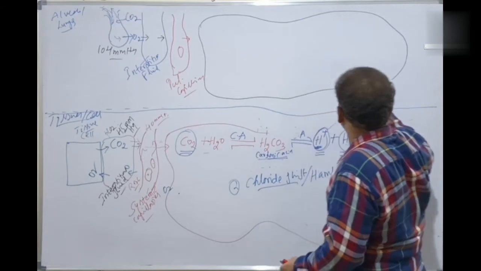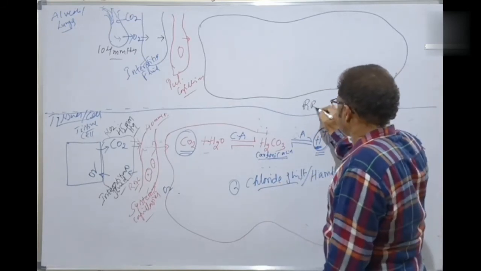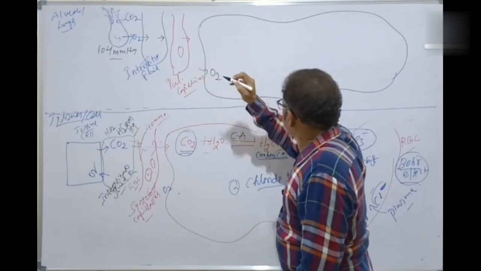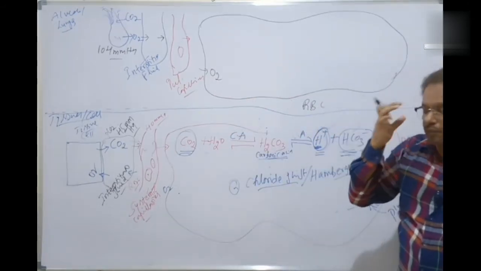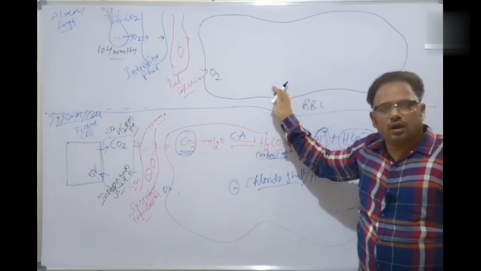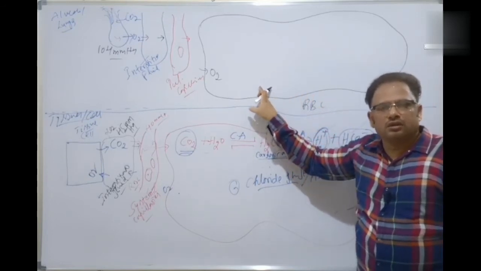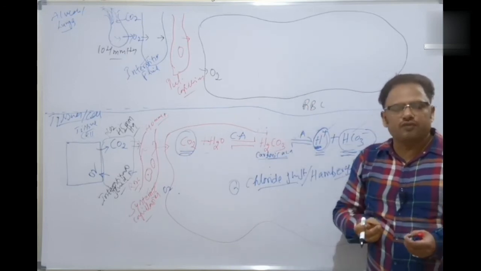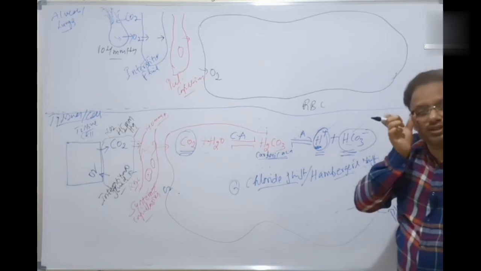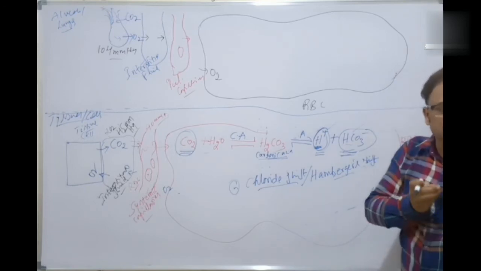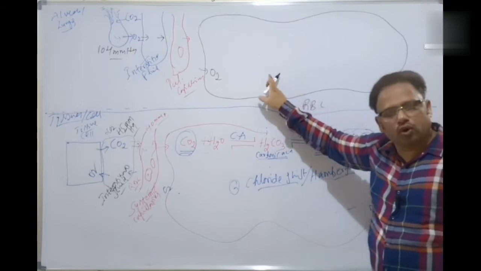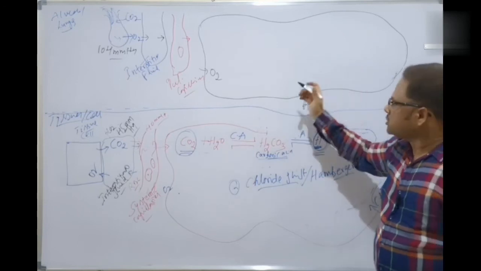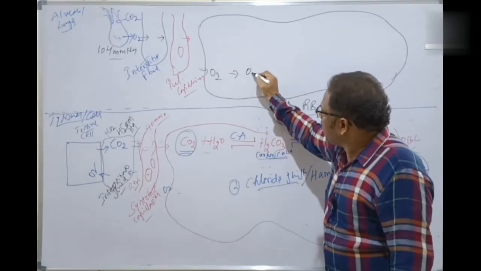So this is a representation of RBC here. Oxygen now diffuses into the RBC. The percentage saturation of hemoglobin with oxygen is directly proportional to which one? Partial pressure of oxygen. If partial pressure of oxygen is more, the percentage saturation of hemoglobin with oxygen is also more. Inside the RBC, hemoglobin is present, and the oxygen is now binding with the hemoglobin. So as a result, oxygen binds with hemoglobin.